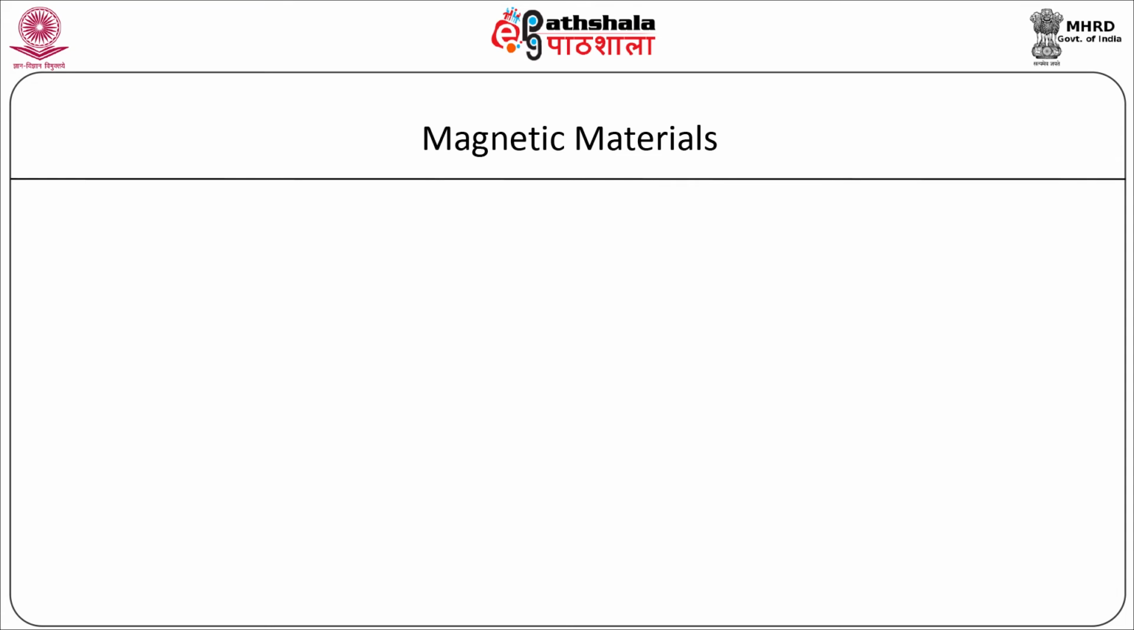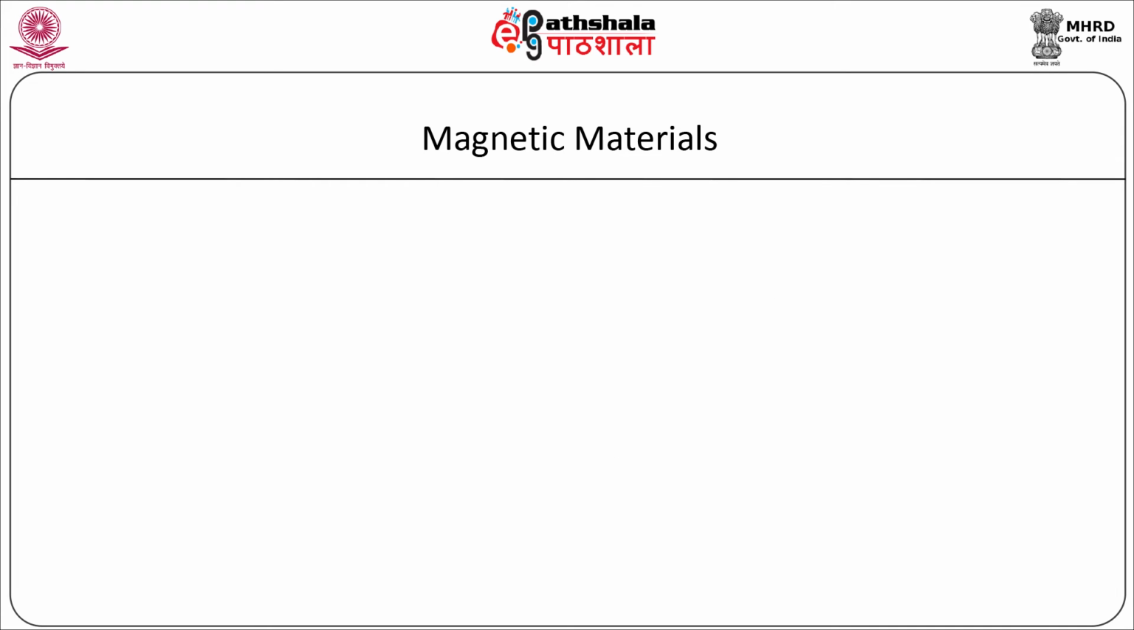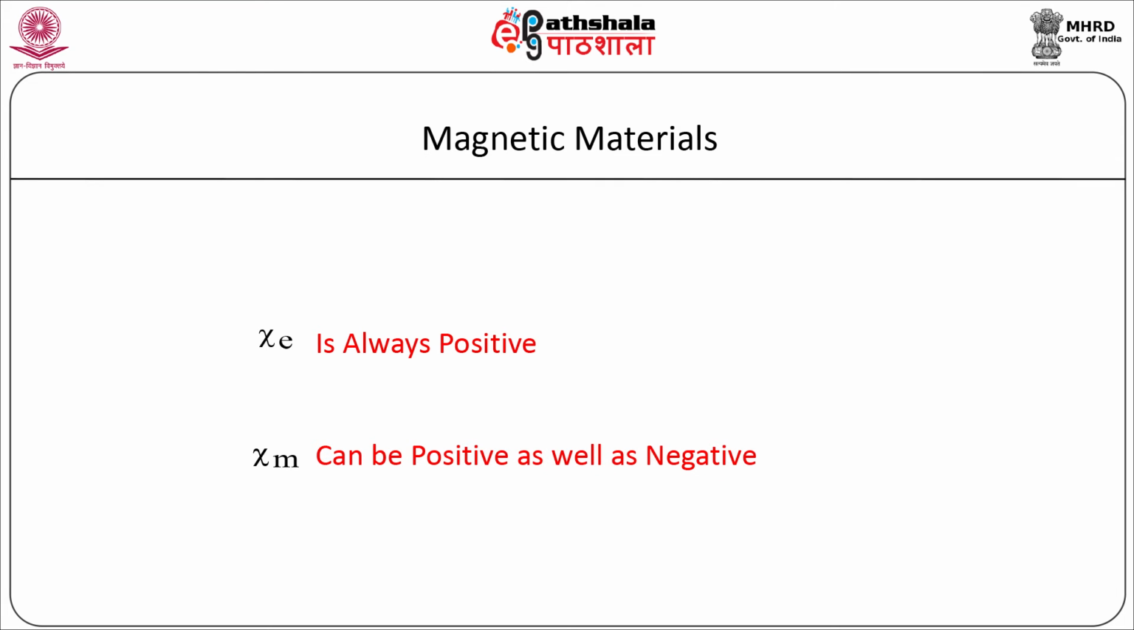Ferromagnetic materials are characterized by phenomena known as hysteresis. When sinusoidally time varying field is applied to the material, the variation of B with H gives a closed loop as shown. The ferromagnetic materials are very sensitive to temperature. One point to be remembered is that electrical susceptibility χE is always positive, while magnetic susceptibility can be positive or negative.